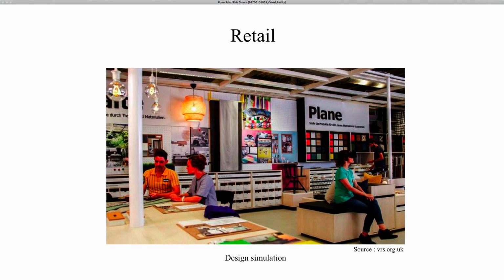Retail. The suppliers or sellers can simulate real world scenarios of their products, how they would look like in real life. Some of the retailers in Europe, for example, IKEA, has already implemented virtual reality in their shops. They show the plywoods or furniture to their buyers in simulations.